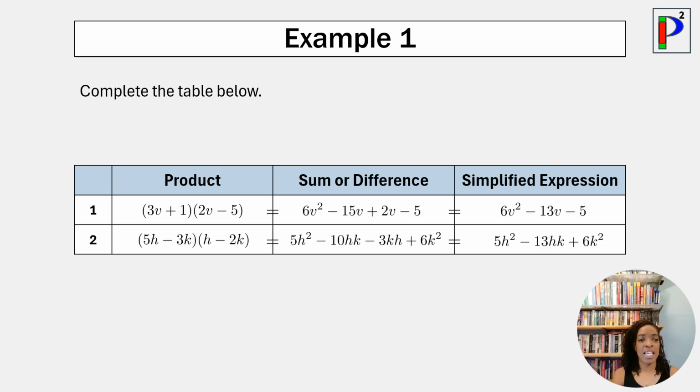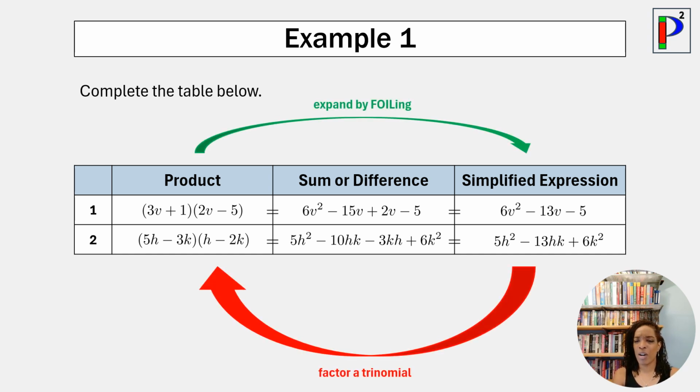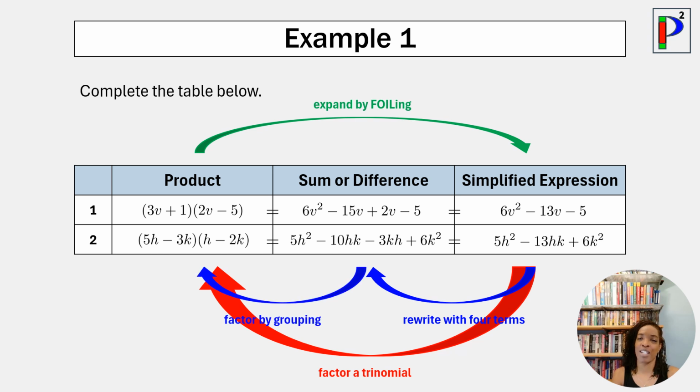Okay, so here are my solutions. When we multiply two binomials, we expand to get four terms, and then we simplify. How do we go from the simplified expression, the three-term expression, back to the products? Well, what we do first is we rewrite our trinomial with four terms, and then we use the factor by grouping method. I think that this is such a mathematically elegant way to factor trinomials. It's one of my favorite things to teach.